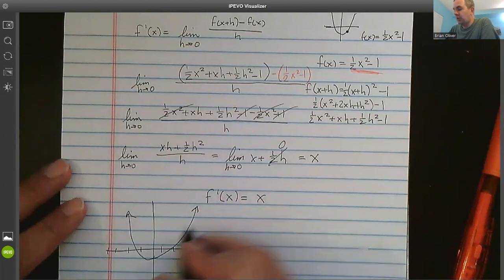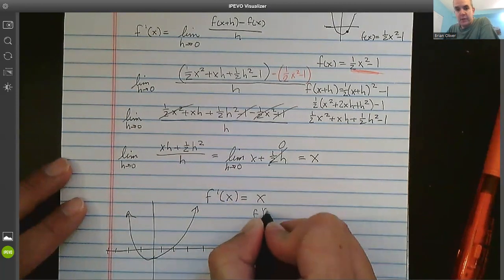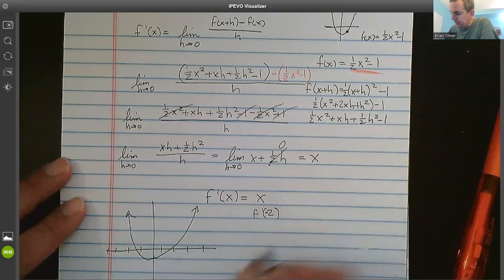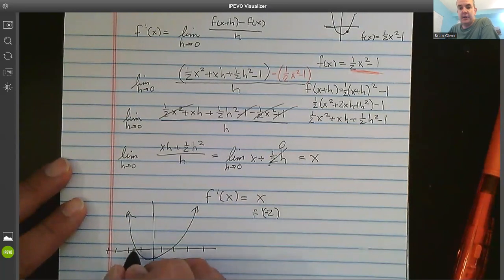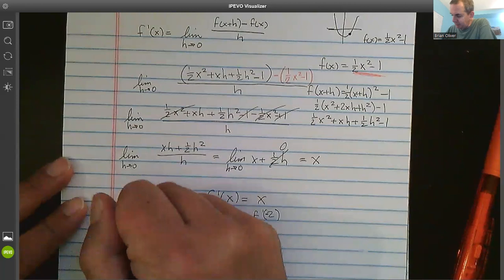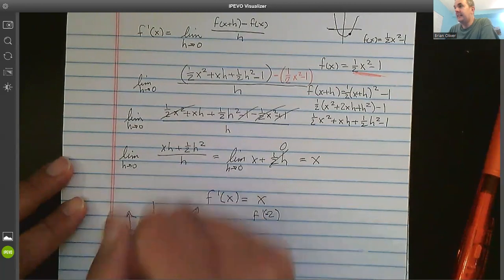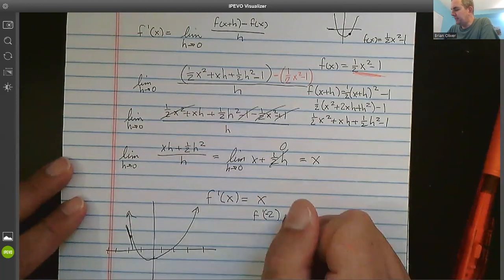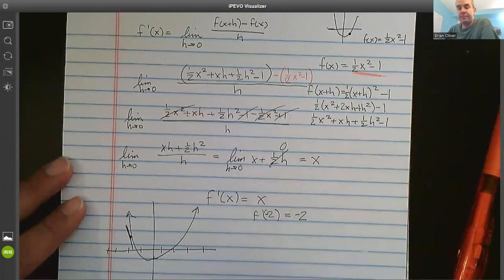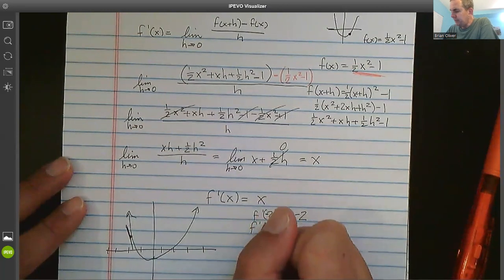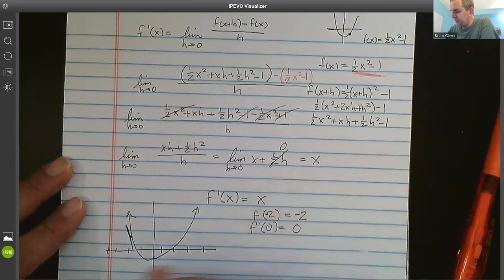And what we're trying to do is find the slope when x is -2. So when x is -2, we're looking right about there. We would find that the slope of this line is -2. When we're at 0, we'd find the slope is 0. That's this horizontal part right down here.